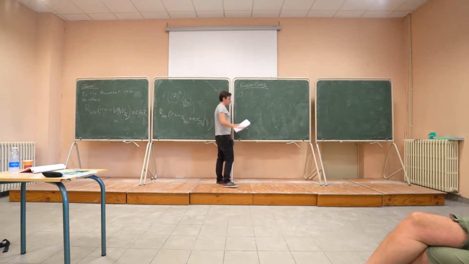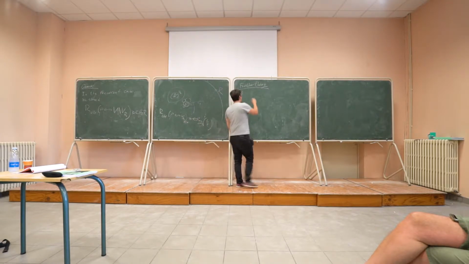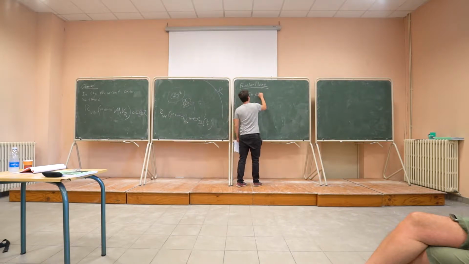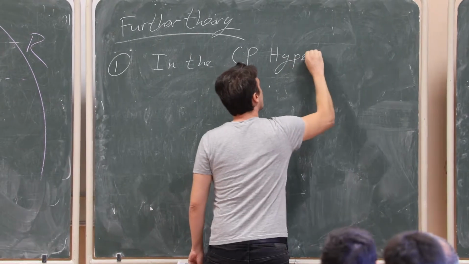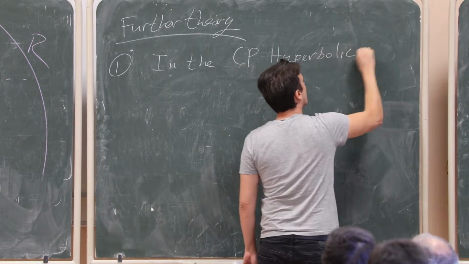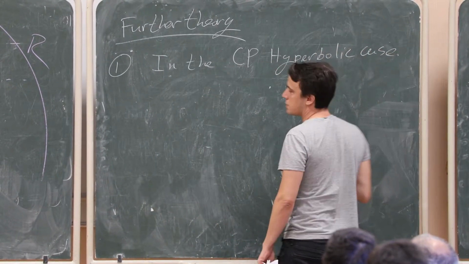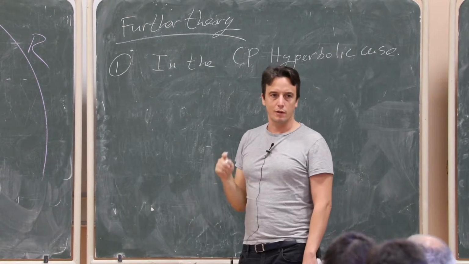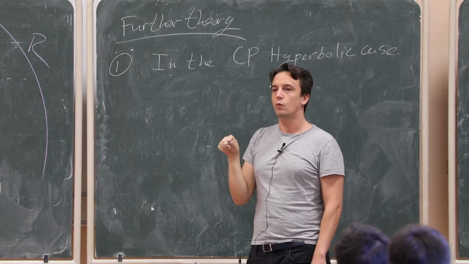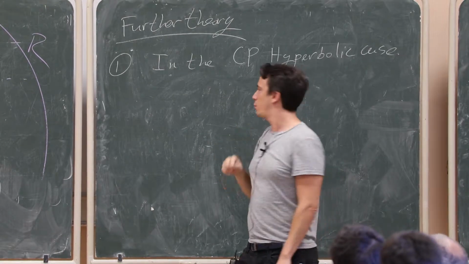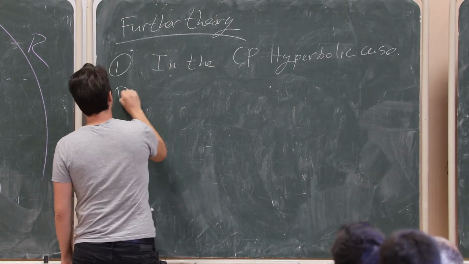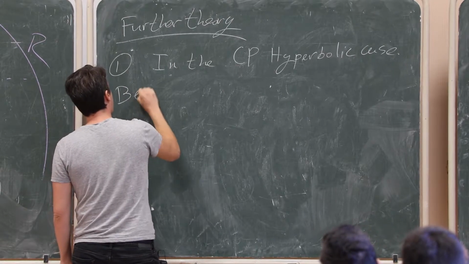The first thing is in the transient case, or in the CP hyperbolic case. It is a theorem of, I said that, but I'll say it again: not only does the random walker not return to the origin, it converges to a point on the boundary. This is a theorem of Benjamini and Schramm.